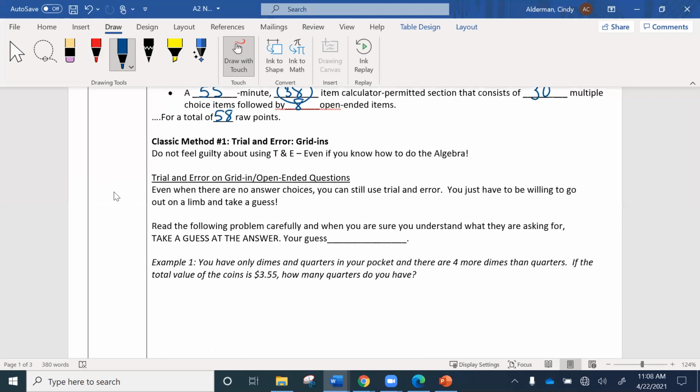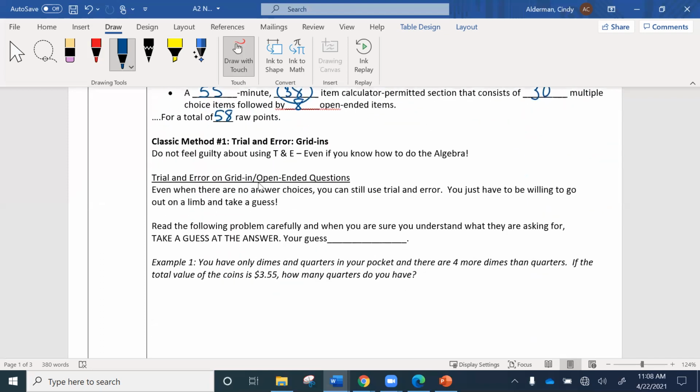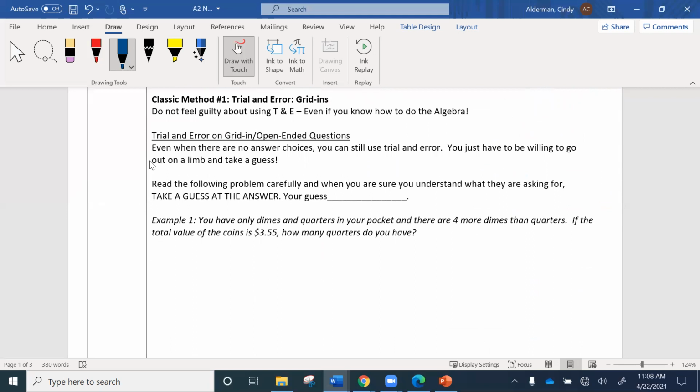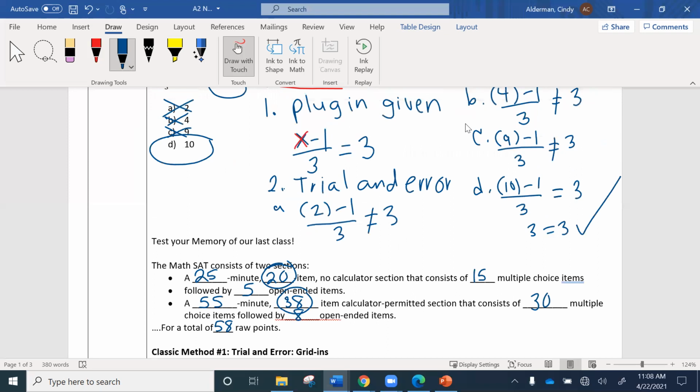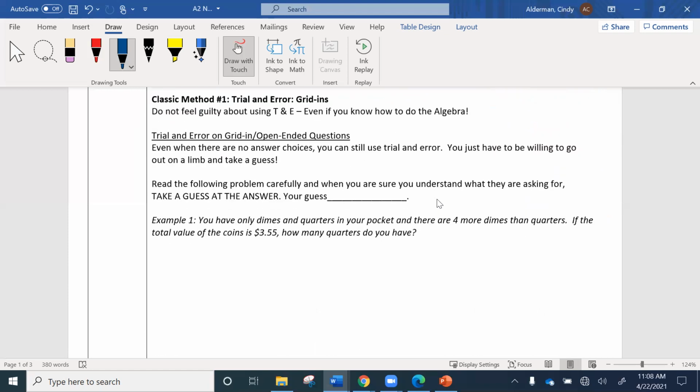Okay, so let's get on with the trial and error problems. We did one that is a multiple choice type problem for the warm-up. We're going to do one where they don't give you multiple choices, right? So remember my warning to you, don't feel guilty about using trial and error, even if you know how to do the algebra. Because remember, like in this problem, by substituting values in, we're actually checking the answer at the same time. Okay, so even if you know how to do the algebra, if they give you multiple choice and you can use trial and error, you should, because you will make fewer mistakes.